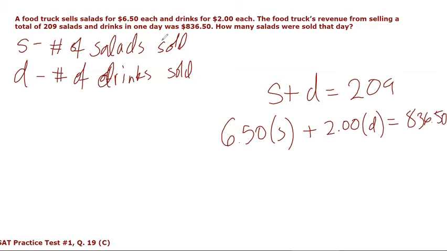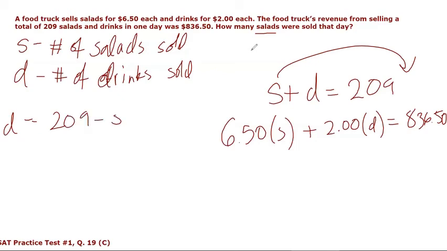Now, if we just try and substitute, we can either substitute in for S or for D. Since we are trying to solve for the number of salads, it's best if we move the S to the other side and set it so that it's equal to D. This way, we would be first solving for S, and that's what we're trying to find either way. So in this case, we would get D is equal to 209 minus S.